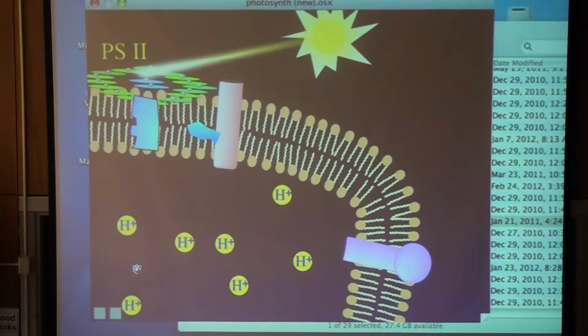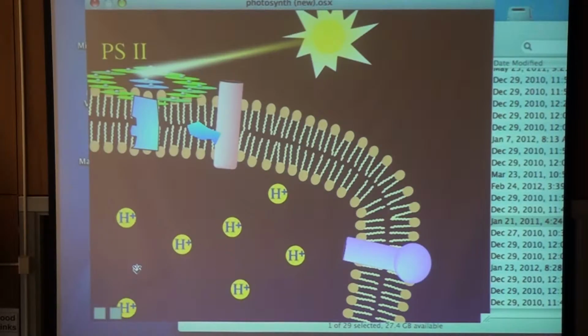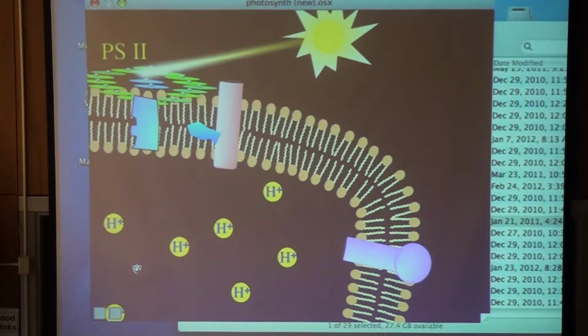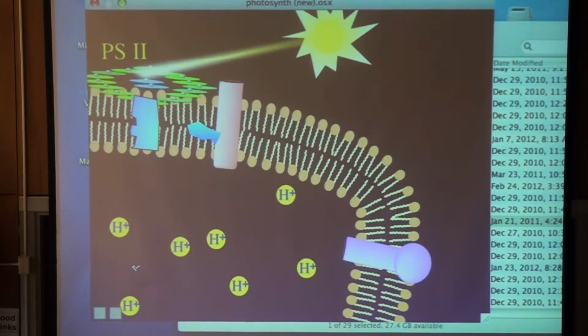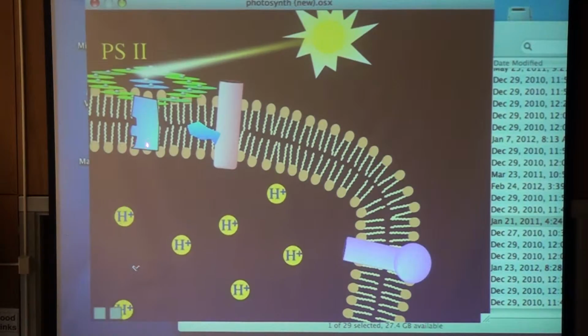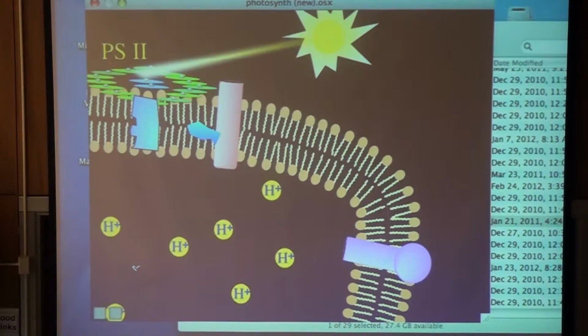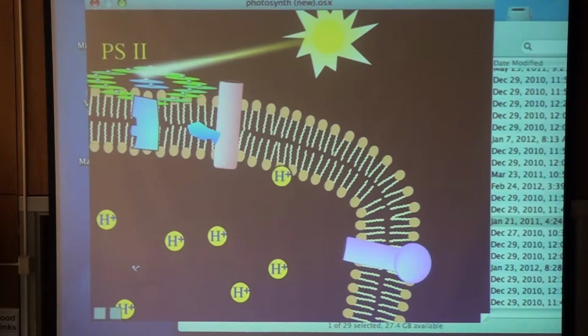All right, so where were we? So the water splitting is the source of the electrons to replace the ones that photosystem 2 is giving into the electron transport system. And here I added that water splitting enzyme at the bottom of photosystem 2. So let's watch the whole shebang so far.